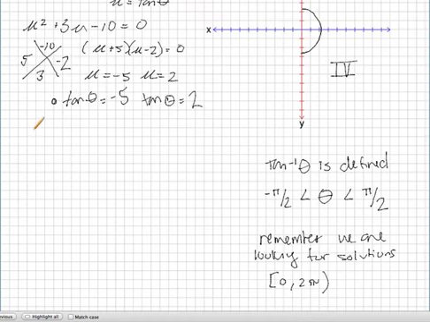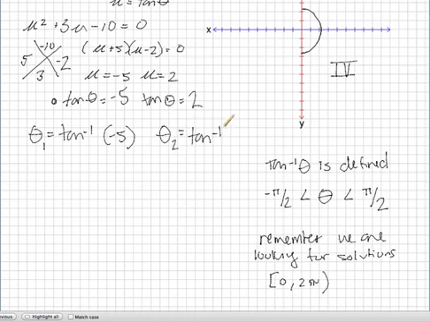So for this one we can say theta equals tangent inverse of negative 5. We'll call that theta 1 since we have 2 of them. Over here we can say that theta 2 is equal to tangent inverse of 2. This one is good. It checks. It's in our interval. This one, we're going to go ahead and use theta 1 as a reference angle.